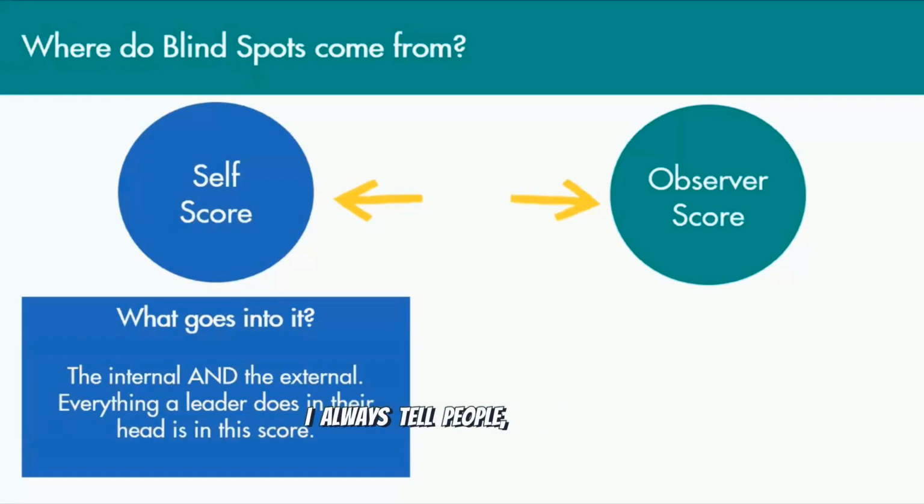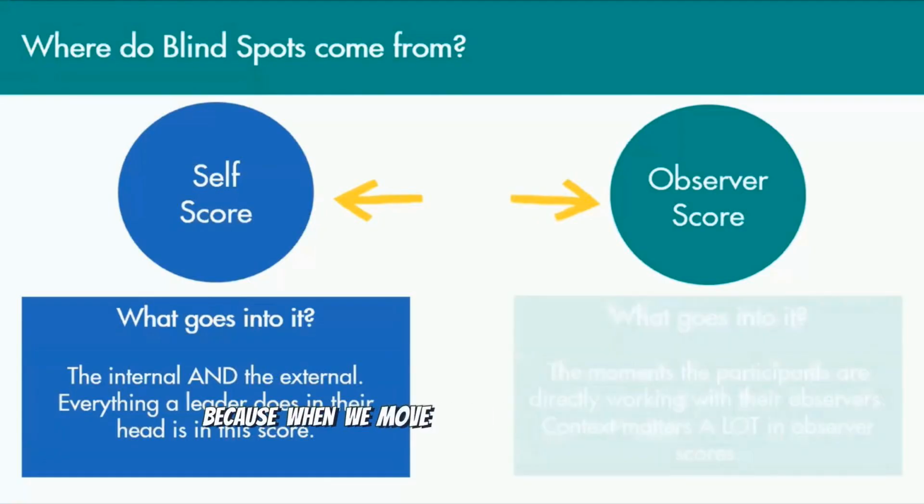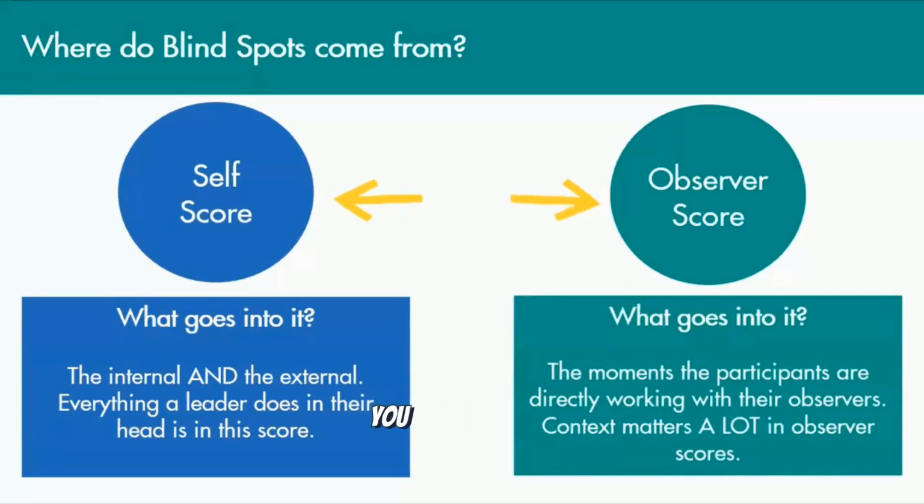I always tell people, you know, if you do all of your strategic thinking at the breakfast table, but you don't bring it to work, then I truly believe you're a strategic person, but you might not be a strategic leader, right? Because when we move over to the observer score, you have to think about this is only what the individual makes observable, right? People can only rate others on what they see, on what they experience. And so there is a really big distinction between the self score and the observer score.